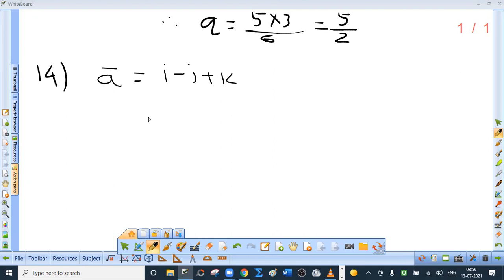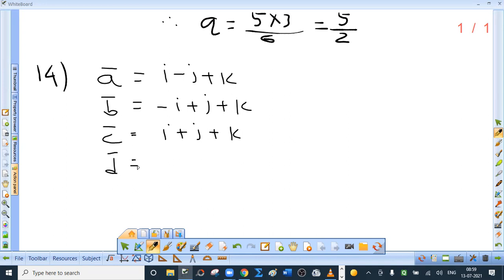b bar equal to minus i plus j plus k. Just check this. c bar equal to i plus j plus k. Actually, it is i cap plus j cap plus k cap. And what is d bar? It is 2i cap minus 3j cap plus 4k cap.